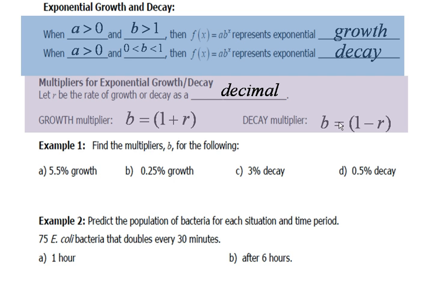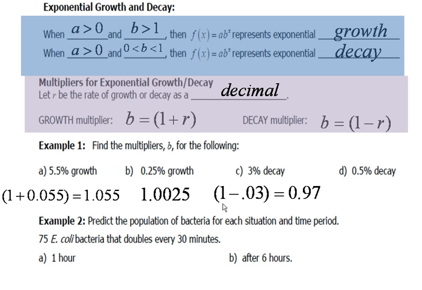First thing we have to do is change it to a decimal. So we take it and divide it by 100. That becomes 0.055, add it to 1, 1.055. Same thing with the growth: we'll take that 0.25, divide it by 100, which gives us 0.0025, add it to 1, which gives us 1.0025. And as Mr. Winter said, for the decay, we're going to do 1 minus that decimal, so we'll divide 3 by 100, subtract that from 1, and you get 0.97. That's our decay multiplier.